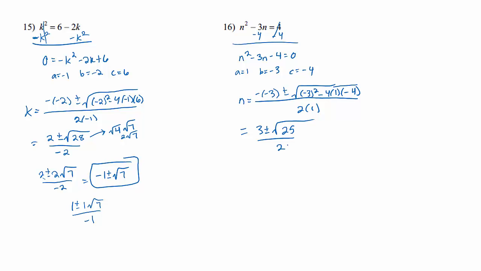This happened to us earlier, that since we got rid of the square root, we can make this go into two different situations where we have 3 plus 5 over 2, and then 3 minus 5 over 2. So 8 over 2 is 4. -2 over 2 is -1. And those are our two answers.